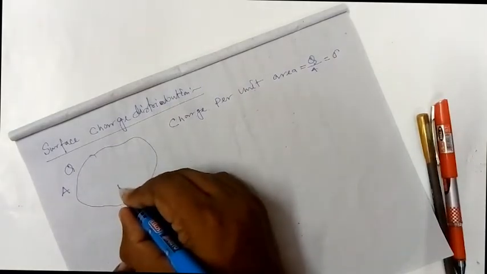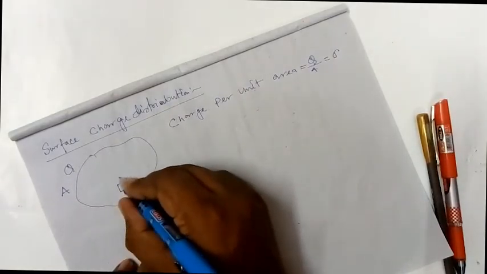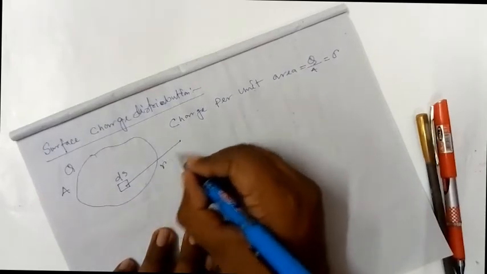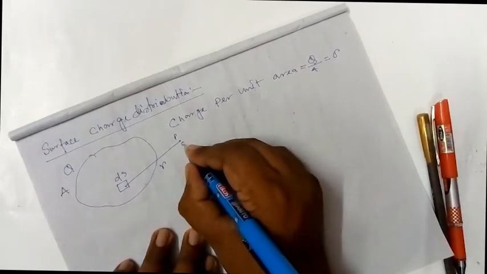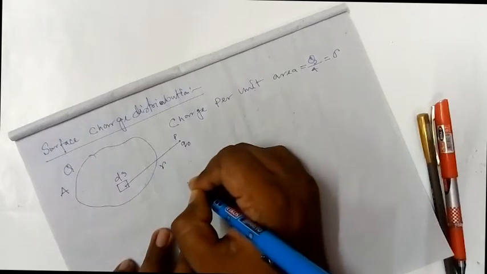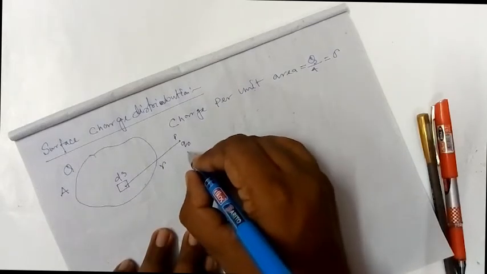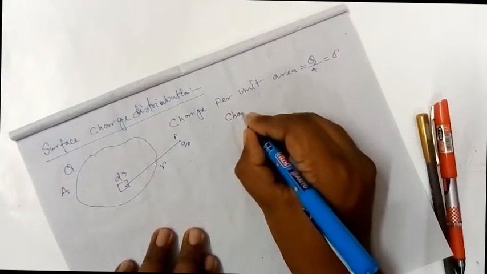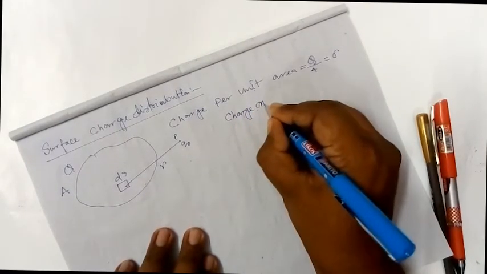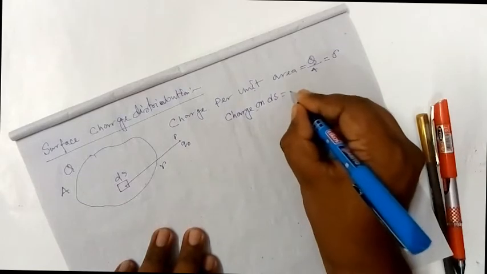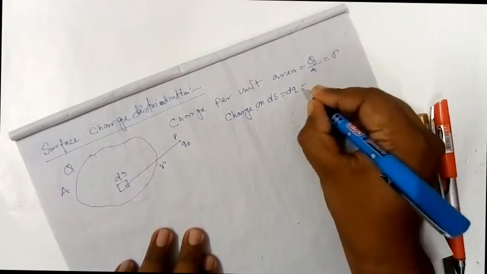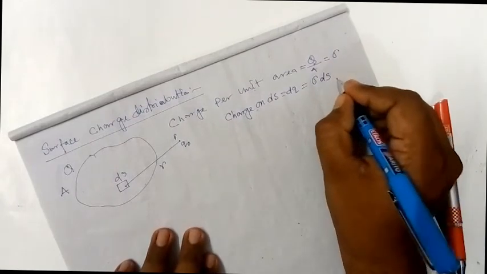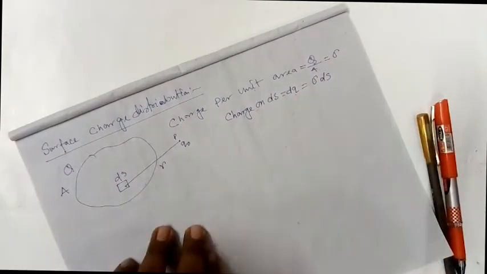Next, we have to find a smaller area dS. From dS, at a distance of r, at a point P, we have to assume a charge q naught is there. So we have to find the force on it. Before that, we have to find out the charge on dS. If we have taken it as dq, the value of dq will be sigma into dS, the value of charge dq in dS.